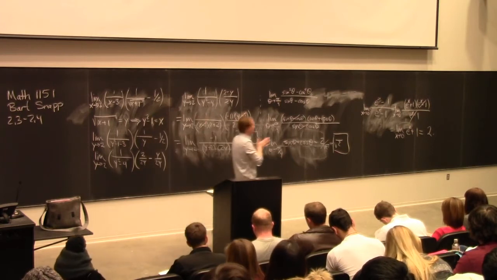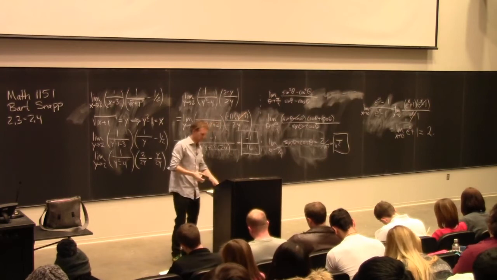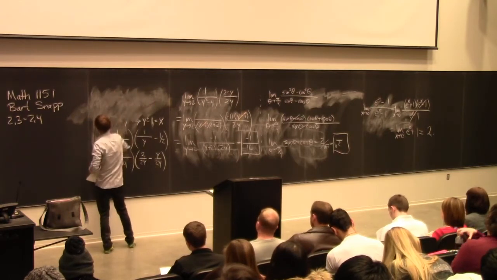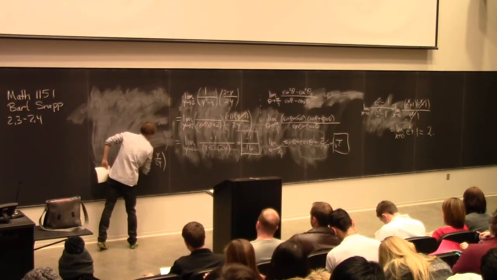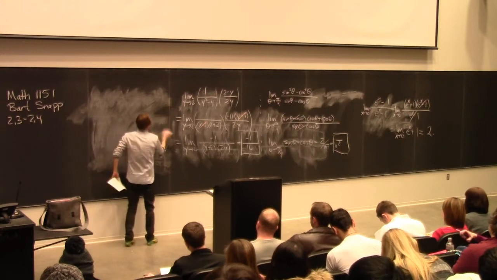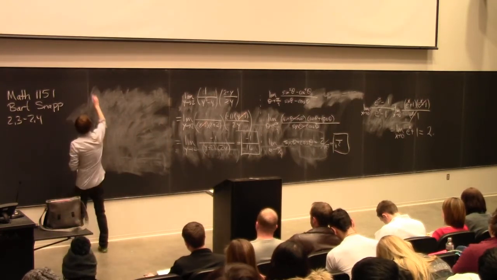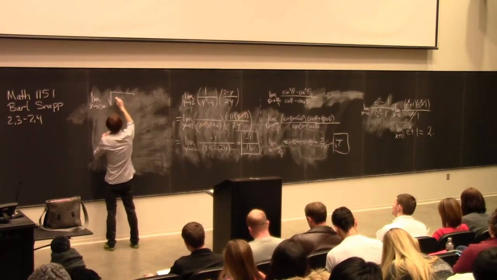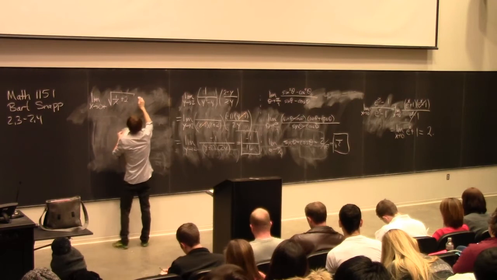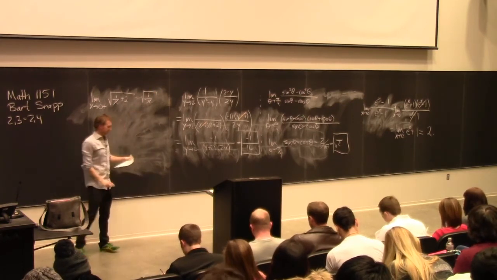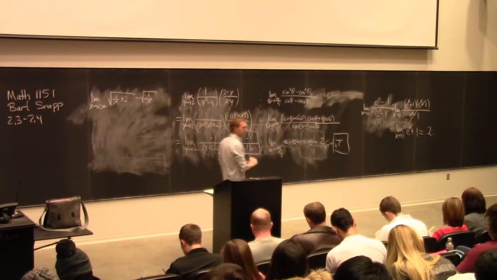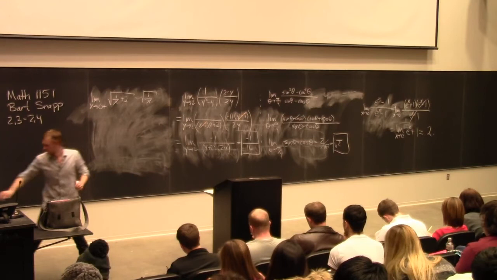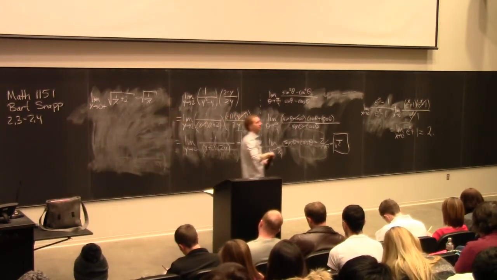Last basic limit before we move on to section 2.4. Here it is. The limit as x goes to 0 from the right of the square root of 1 minus x plus 2 minus the square root of 1 over x. What do we do here?